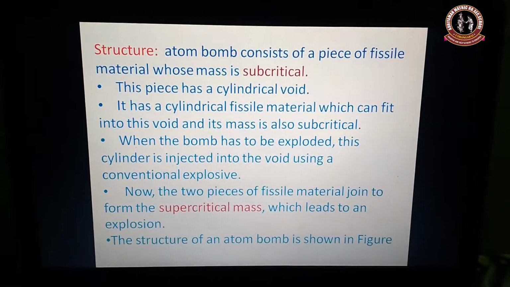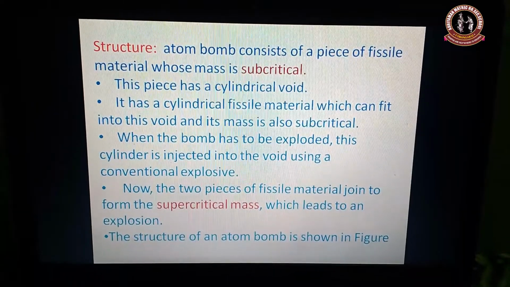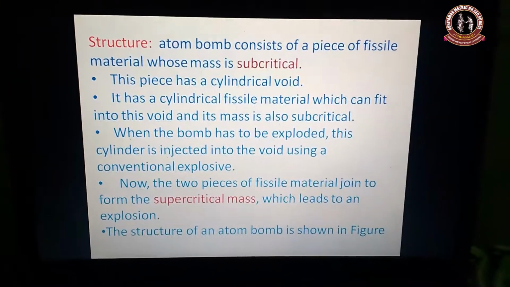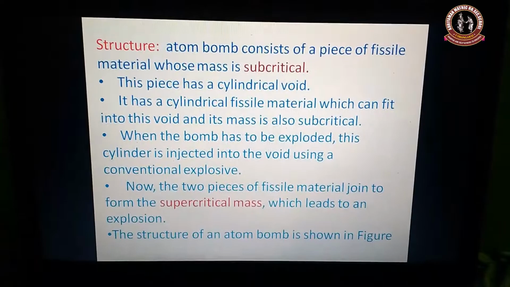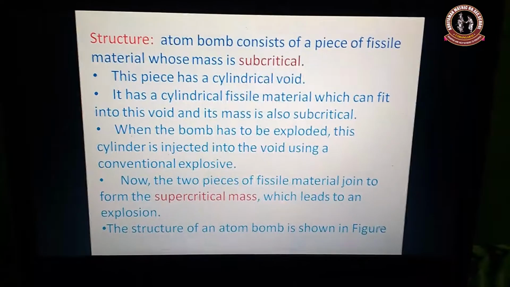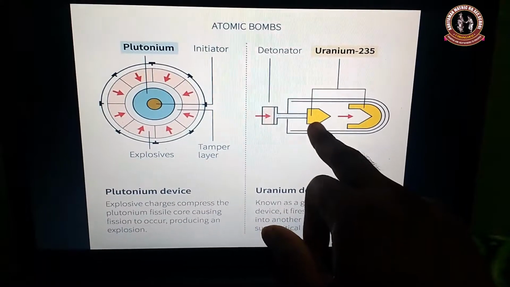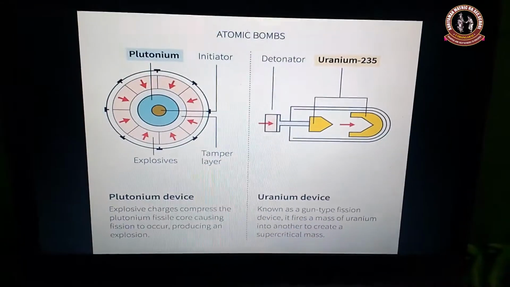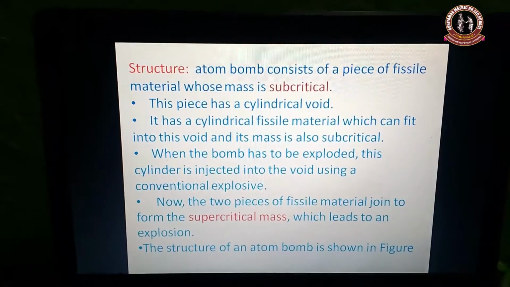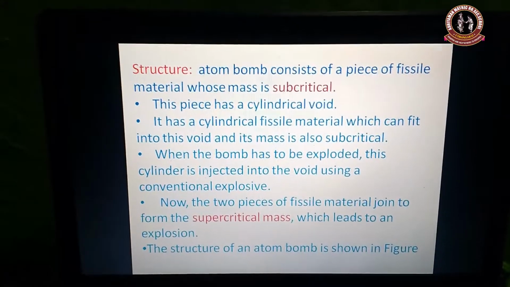Now we are going to see the structure of an atom bomb. The atom bomb consists of a piece of fissile material whose mass is subcritical. Already I told you, a subcritical mass cannot undergo a fission process. The other is a piece of cylindrical void, and void means empty space. As shown in the previous slide, this is a piece of cylindrical material and this is a cylindrical void, and both are in a subcritical stage. It is a cylindrical fissile material which can fit into this void, and its mass is also subcritical.